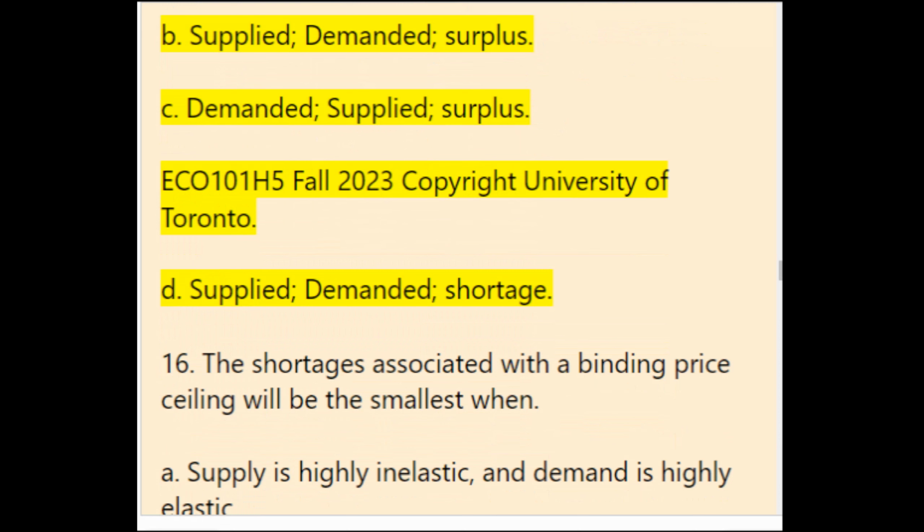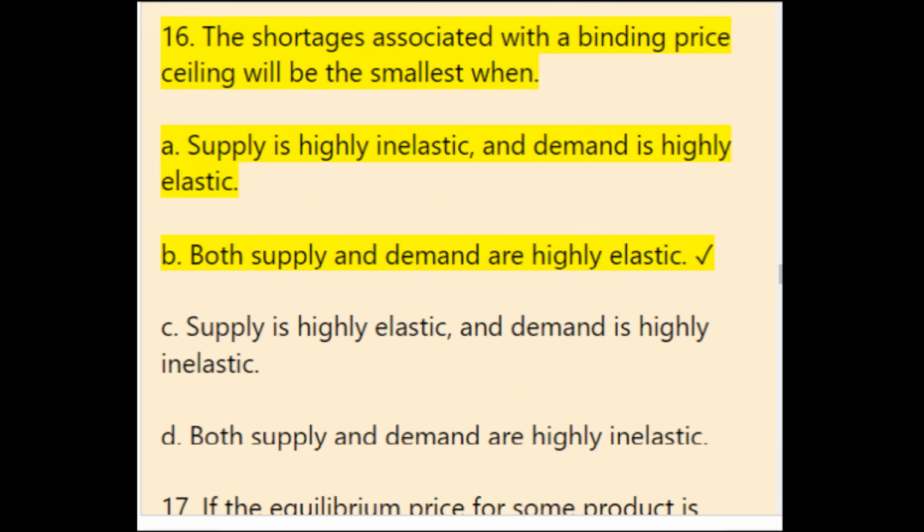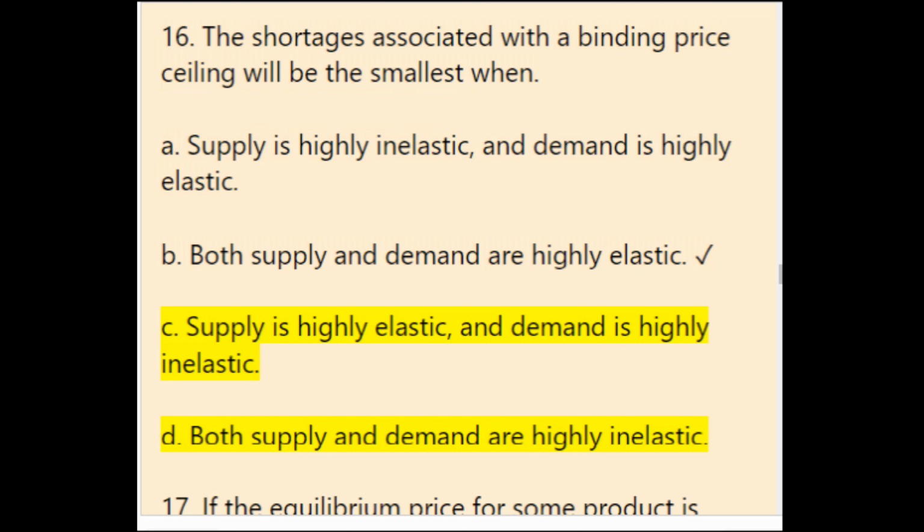D. Supplied, demanded, shortage. 16. The shortages associated with the binding price ceiling will be the smallest when: A. Supply is highly inelastic, and demand is highly elastic. B. Both supply and demand are highly elastic. C. Supply is highly elastic, and demand is highly inelastic. D. Both supply and demand are highly inelastic.